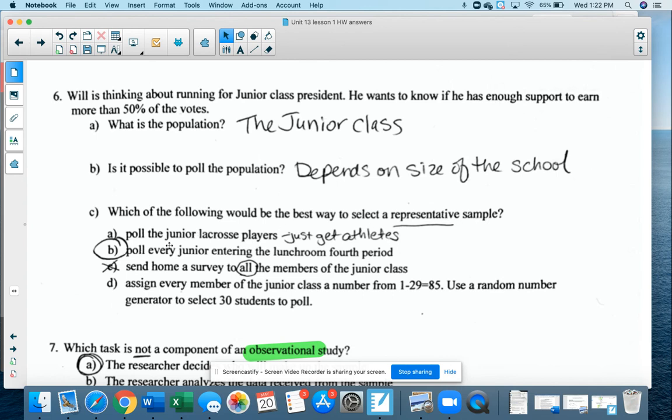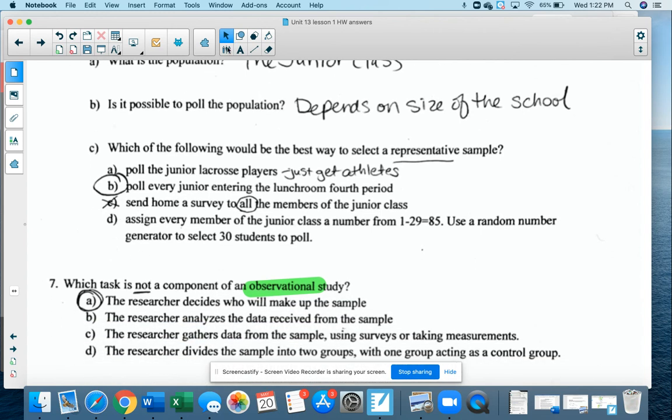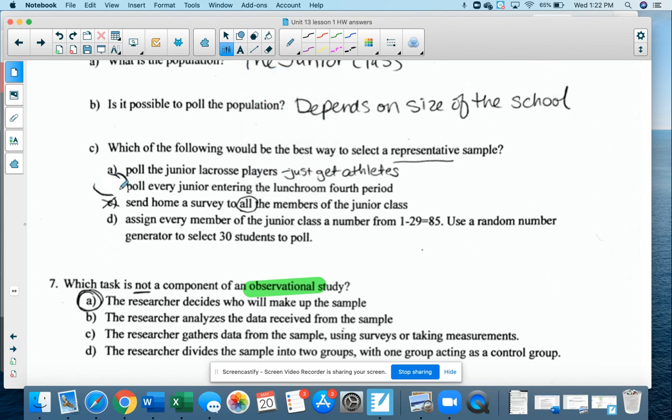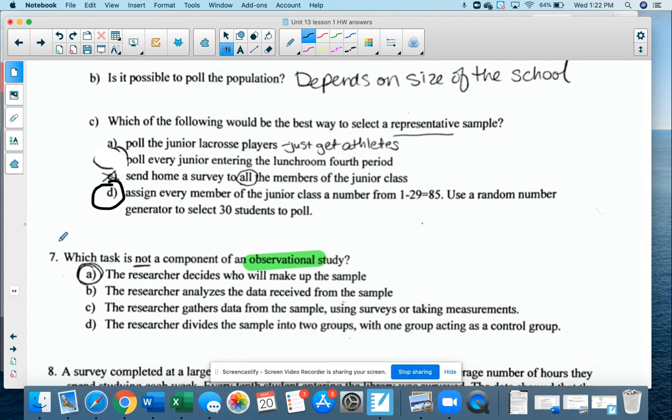And I chose B, poll every junior entering the lunchroom 4th period. Oh, actually, that's wrong because that says every junior. I didn't realize that. It would be choice D then. So let me fix that. I didn't see the word every in that. Okay, so it's not B. I don't have a black pen. It's D. Assign every member of the junior class a number from 1 to 29. So basically use a random number generator. That would be the best way.